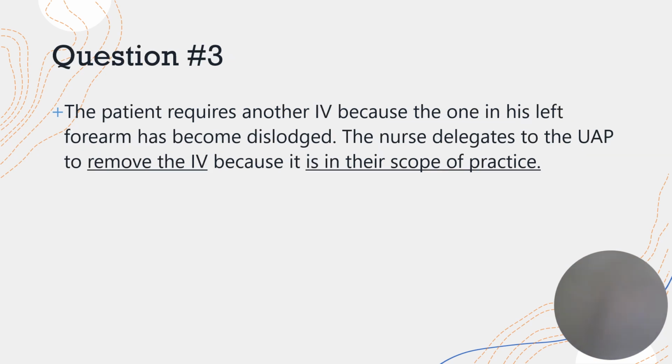Question number 3. Patient requires another IV because the one in his left forearm has become dislodged, probably from that shower. But the nurse delegates to the UAP to remove the IV because it is in their scope of practice.